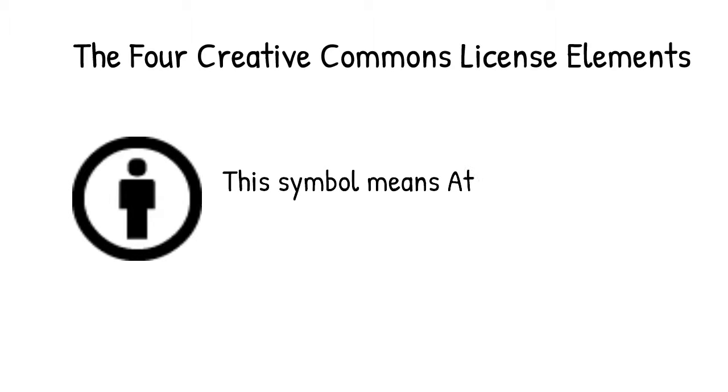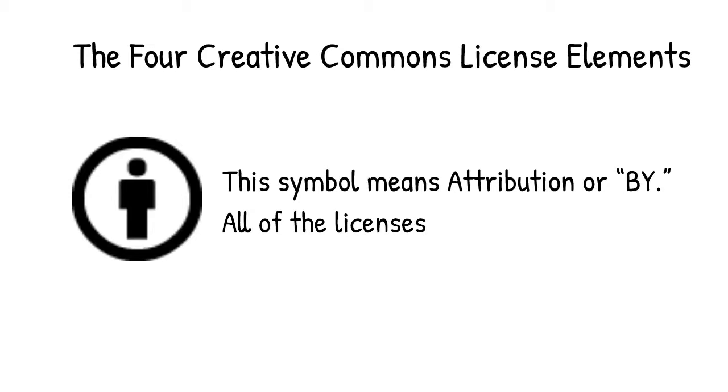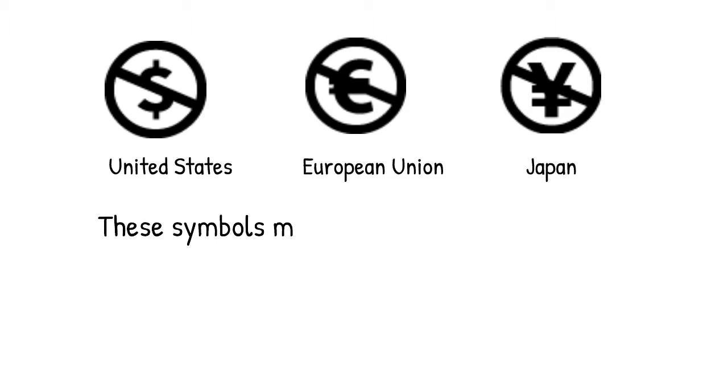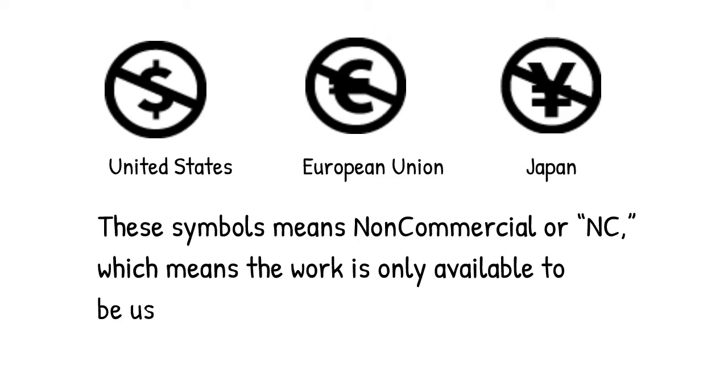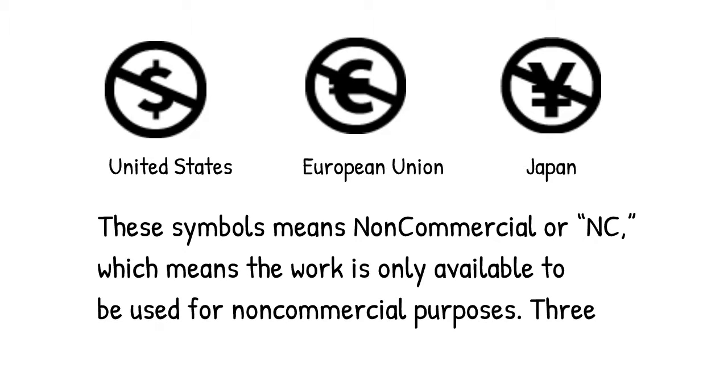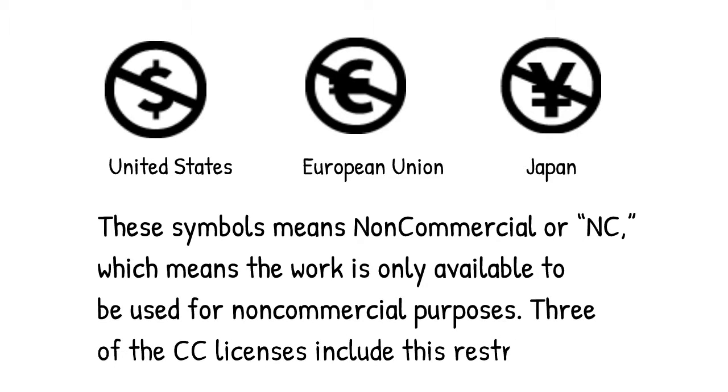There are 4 Creative Commons license elements. This symbol means attribution or BY. All of the licenses include this condition. These symbols mean non-commercial or NC, which means the work is only available to be used for non-commercial purposes. 3 of the CC licenses include this restriction.